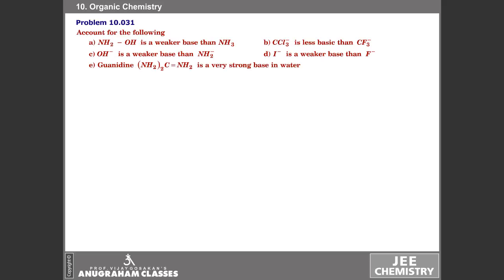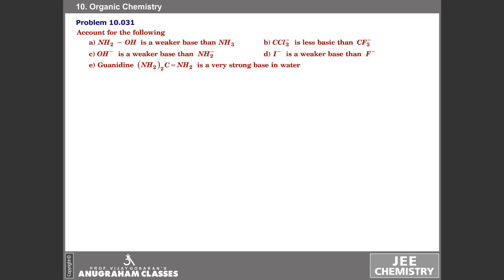We are given 4 sets of compounds. Each set contains 2 species. We are given a weaker base and a stronger base. We have to explain why one species is weaker than the other.